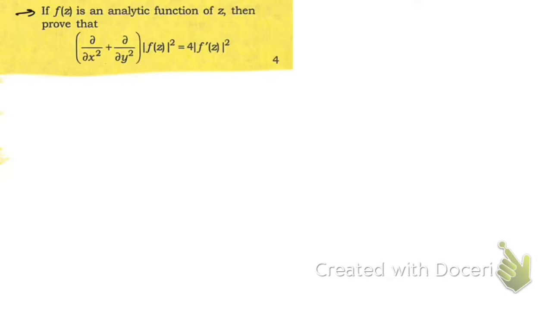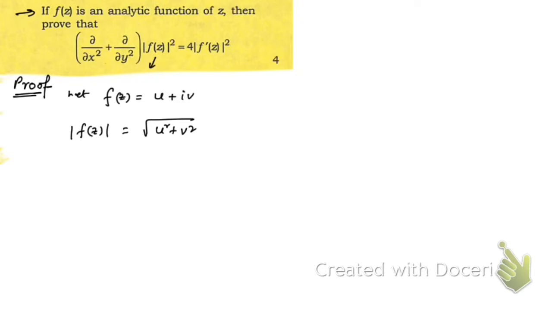So here is the question that we're going to prove now. Let us consider f of z equal to u plus iv. So mod of f z is going to be root over u square plus v square, that's how we find the mod. Then if you square it, it's going to give you u square plus v square. So first we have obtained this part.